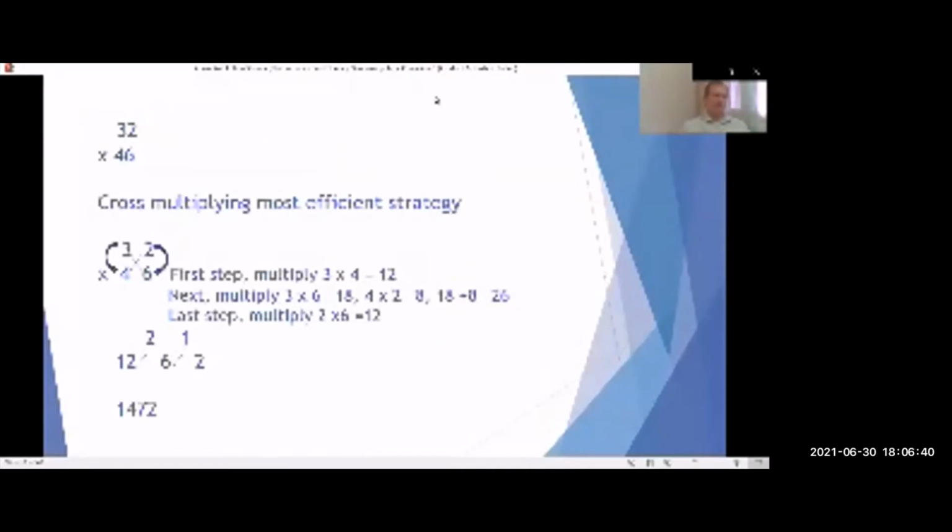The next problem was a multiplication problem, and most students, teachers and parents would do it the traditional way. But if we use cross multiply, it's slightly quicker. There are basically 3 steps in cross multiplying. We multiply the 10s first, so we do 3 times 4 is 12. Next, we cross multiply, we do 3 times 6, which is 18. Then we cross multiply 2 times 4. So we have 18 plus 8 is 26.